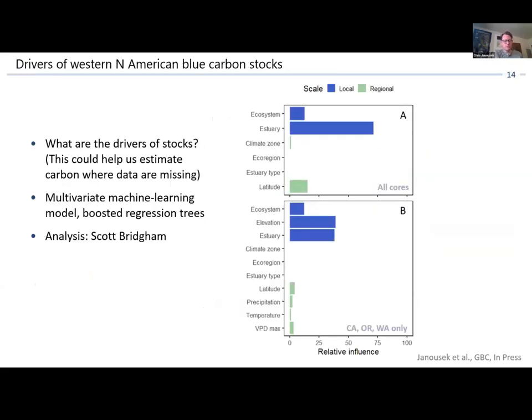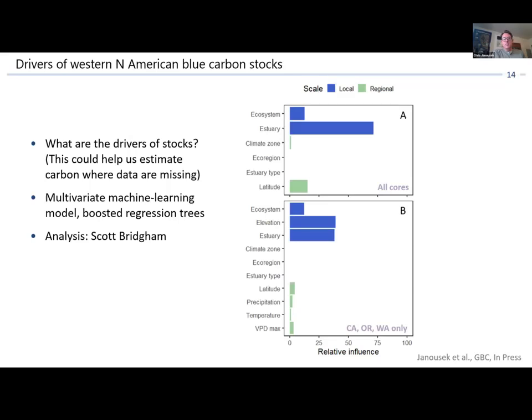One of the other things we wanted to take a look at with the database is some of the drivers of carbon up and down the coast of North America. And this is important because it can help us estimate blue carbon stocks where data are missing. Maybe you have an estuary where you have no samples at all, but you have some information on the salinity regime or the plant type. And you could use data from nearby estuaries to estimate your blue carbon stocks.